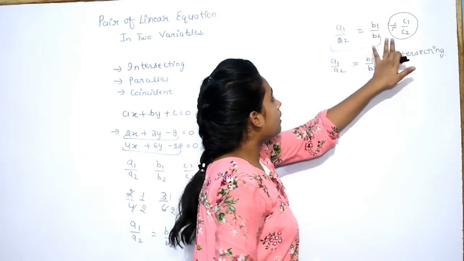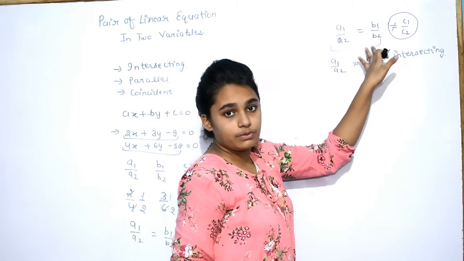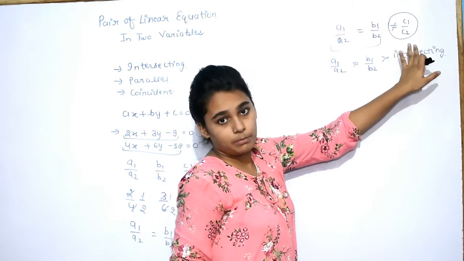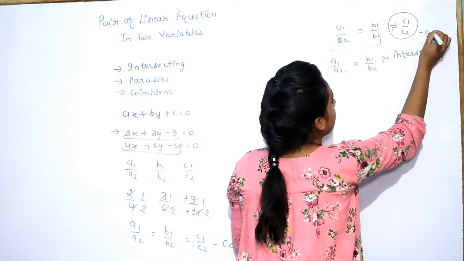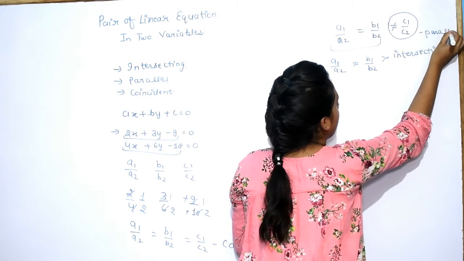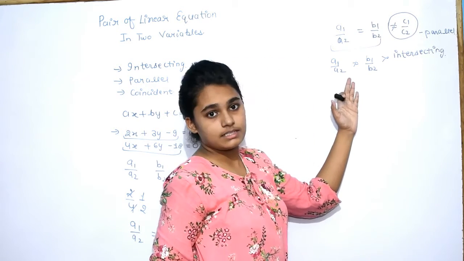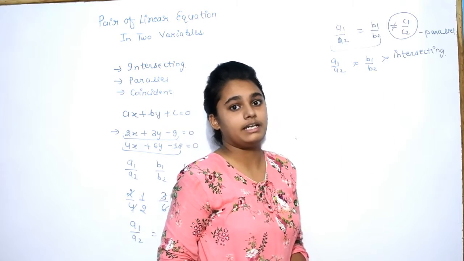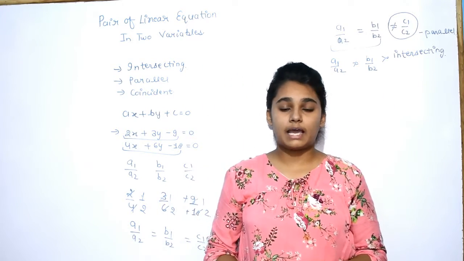Okay, if a1 upon a2 equals b1 upon b2 is not equal to c1 upon c2, then our line is parallel here. And this is the condition of an intersecting line. So this was about the types of lines.